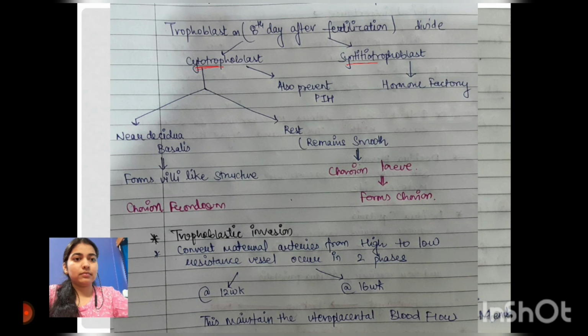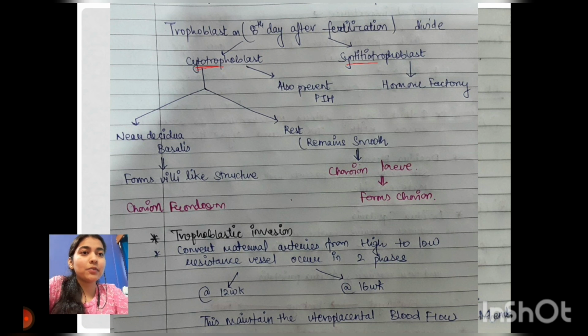Syncytiotrophoblast has one function, a hormone factory, so it synthesizes hormones, while cytotrophoblast near the decidua basalis forms villi-like structures, further forming the chorion frondosum, and it also prevents PIH by trophoblastic invasion. The rest remains smooth, forming the chorion laeve, the overall chorion.